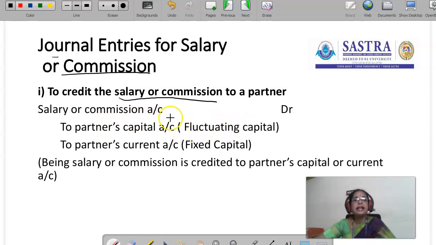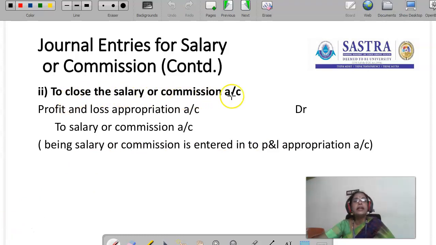The entry is salary or commission account debtor to partner's capital account if they follow the fluctuating capital method, or it has to be credited to fixed capital if they follow the fixed capital method. Then to close the salary or commission account, P&L appropriation account debtor to commission or salary account, because as I already told, salary or commission is an expense for the firm, and so it should be debited to P&L appropriation account.